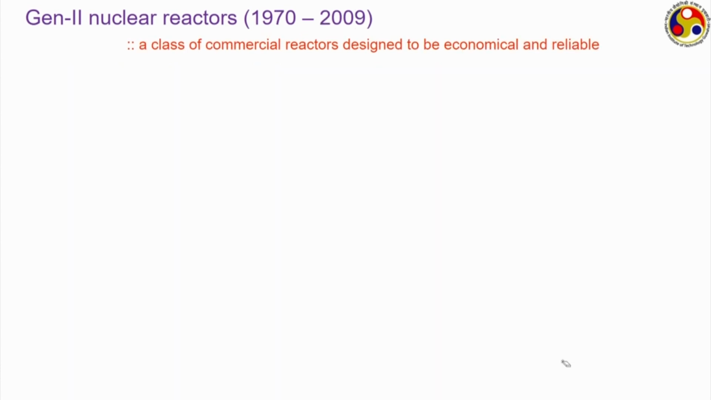Then we move to generation 2. The research or work on that started in the 1970s and went on to 2009 or 2010, you can say. These are a class of commercial reactors designed to be economical and also reliable. Whatever research observations we had from generation 1, they were all put into place in this generation 2. Improvements were suggested and we had those commercial nuclear reactors.